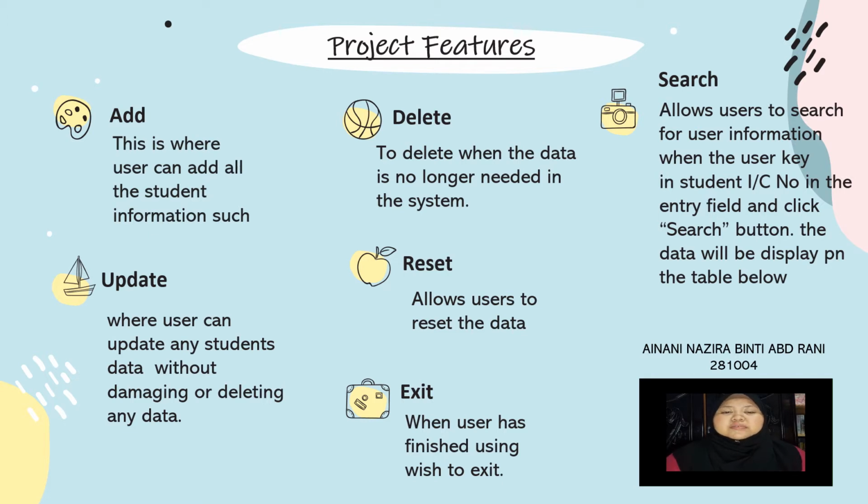4. Search function. This allows the user to search for student information by just keying in the student IC number in the entry field and clicking the search button. The data will be displayed in the table below. 5. Reset function. This function allows the user to reset the student fees for the major system. This is for when the user mistakenly enters the wrong data, so just reset and key in the new data. Lastly, the exit function. This button is for when you are done using the system and wish to exit.